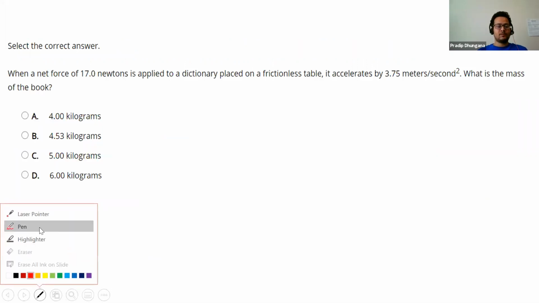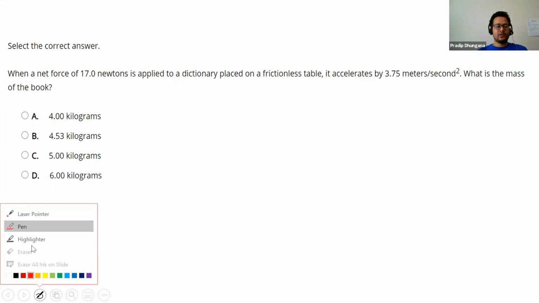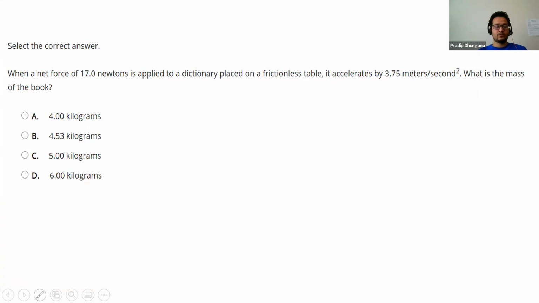Let's walk through this problem. The question is, when a net force of 17 newtons is applied to a dictionary placed on a frictionless table, it accelerates by 3.75 meters per second squared. What is the mass of the book? We'll use Newton's second law of motion. Net force is equal to mass times acceleration, and we can simply write net force as just F.